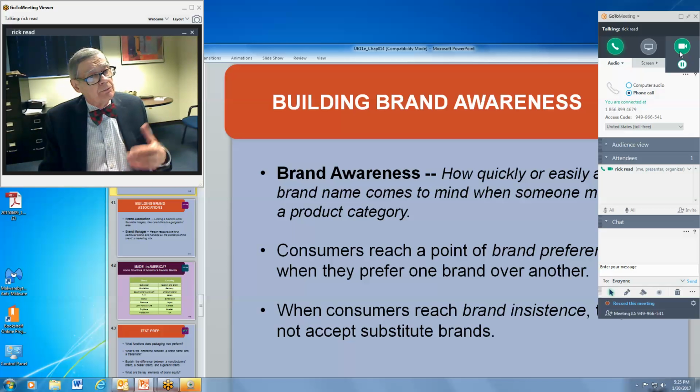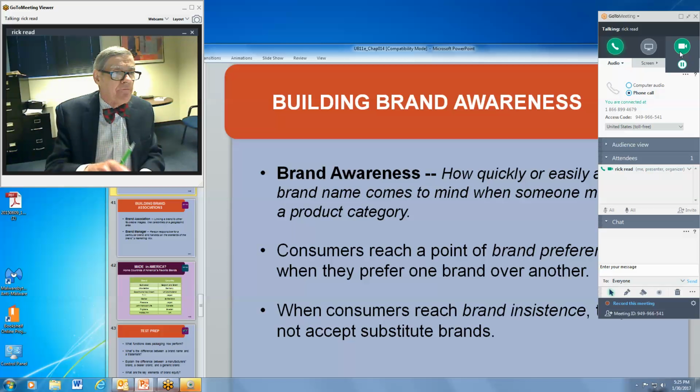It also is part where the consumer won't take any substitute for this. That is brand preference. And then brand insistence. Brand preference is I prefer this brand over that brand. Brand insistence is I won't take anything but that brand.